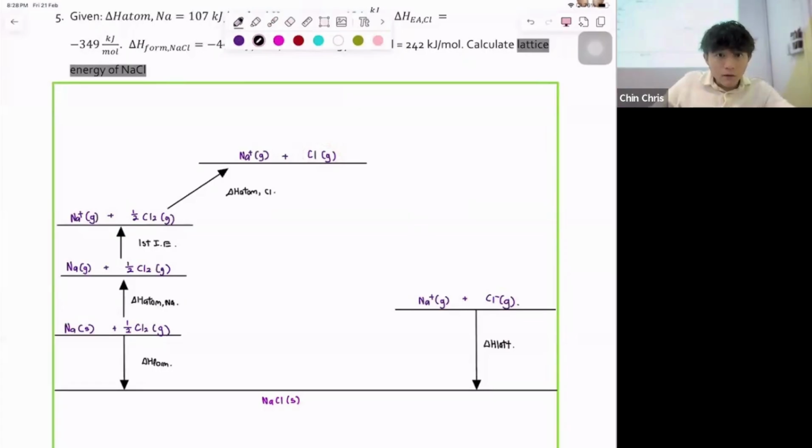What's the name, people? Guys, next. Okay, from Cl gas to Cl minus, what is the process? This process is first electron affinity, right? That's it, guys. Okay, now your entire diagram is completed.